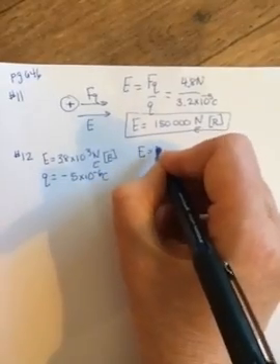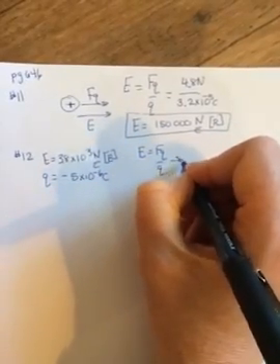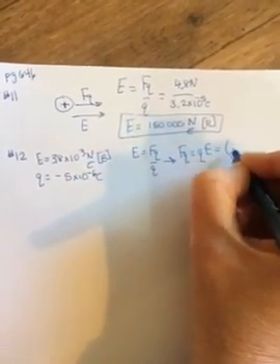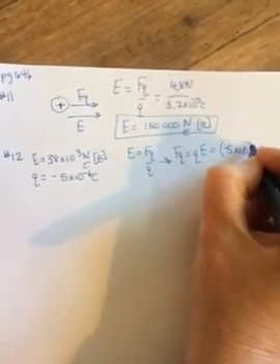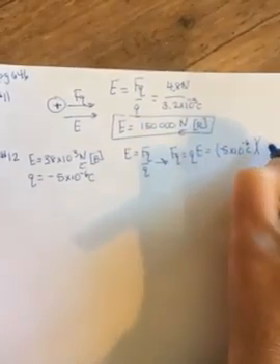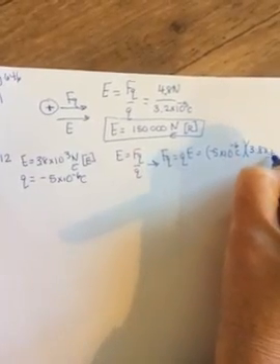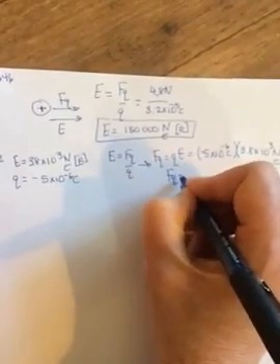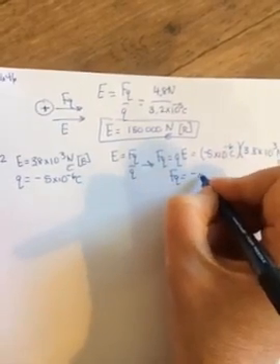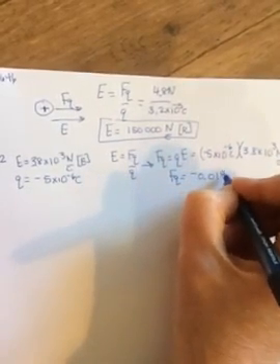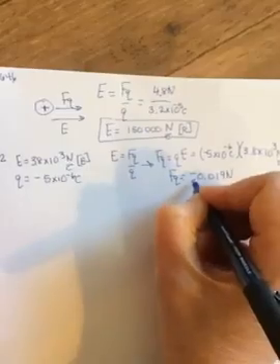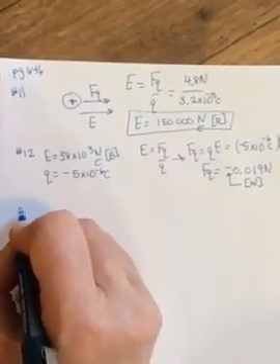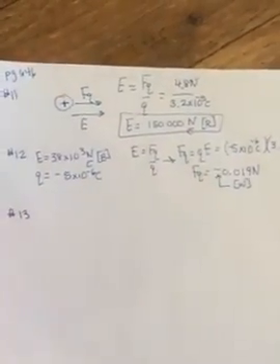So again, E is equal to F_Q over Q. So this time F_Q is equal to Q times E. So negative 5 times 10 to the negative 6 coulombs times 3.8 times 10 to the third newtons per coulomb. What I get out ends up being a negative 0.019 newtons, and the negative means west. The force and the field should be in the opposite direction when you're placing a negative charge in the field.